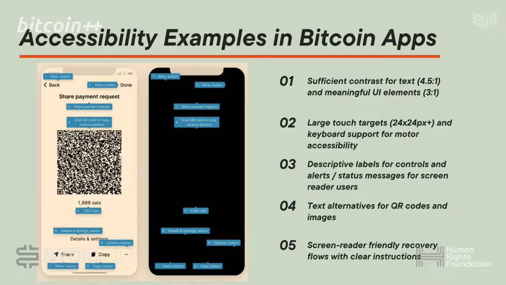You want to ensure sufficient contrast for text. Generally, that's a 4.5 to 1 contrast ratio for regular size text. And then meaningful UI elements, so like buttons and controls or icons that indicate something that's very commonplace. Those you want to have a 3 to 1 contrast ratio on.